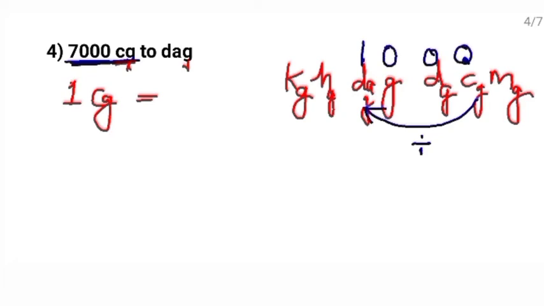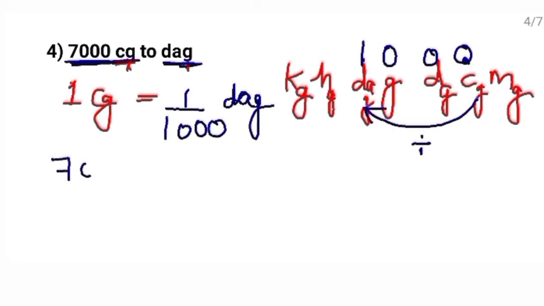जब भी division आ जाए, you will write here 1/1000. Clear? अगर multiplication आता तो आप क्या लिखते हैं? 1000. But division में क्या लिखेंगे? 1/1000. And this is in decagram.